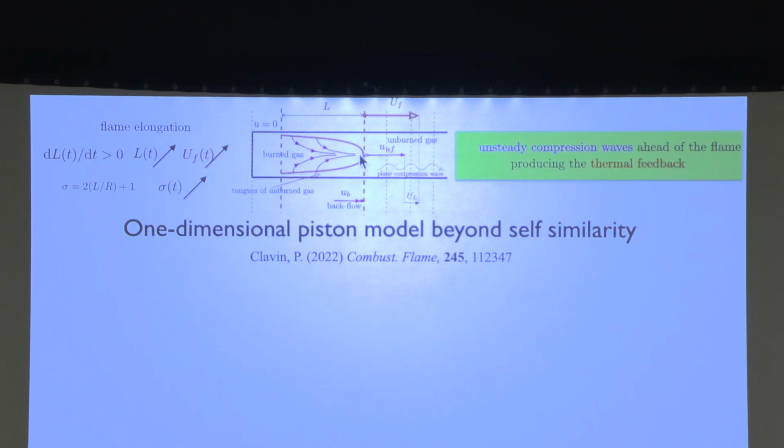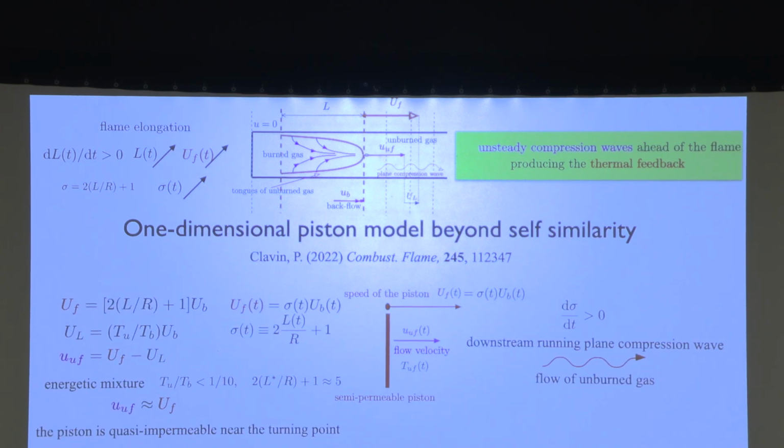I consider this tip of the flame pushed from behind by the backflow here as a planar flame. This is one of the first approximations I did, that I will explain in detail later on. So it's a planar flame.